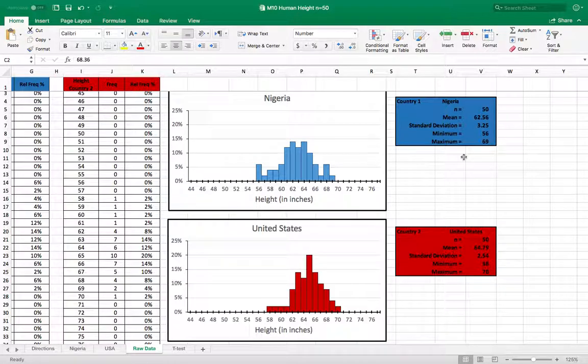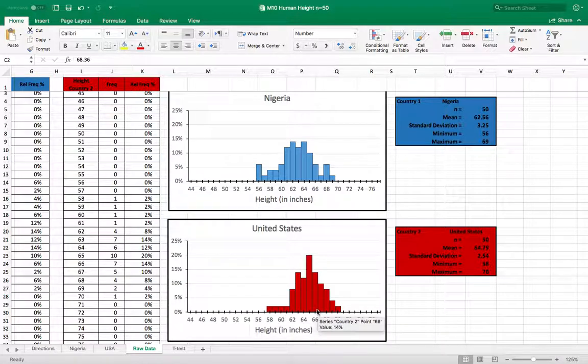The standard deviation for Nigeria is 3.25, while the standard deviation for the United States is 2.54. And looking at the histogram, we can really see the difference. Let's look at the range between the heights of 56 inches and 60. For Nigeria, we can see that the bars are higher. There's far more women that fall under that category. When we look at the United States, very, very few fall in that category.